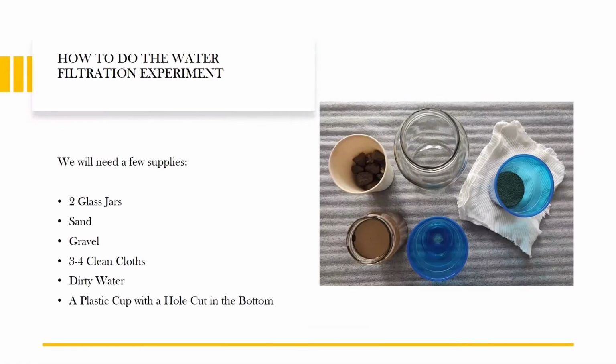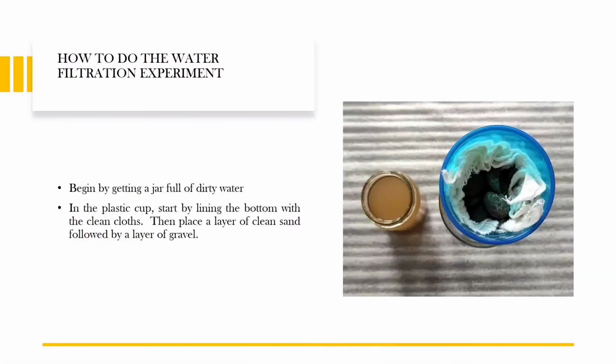The materials used in the experiment are listed here: 2 glass jars, sand, gravel, 3 to 4 clean cloths, dirty water, and a plastic cup with a hole cut in the bottom. As seen in the experiment video, the experiment starts here, where a layer of clean sand and gravel was placed after the clean cloths in the plastic cup.